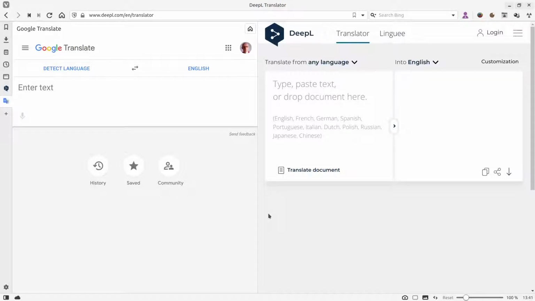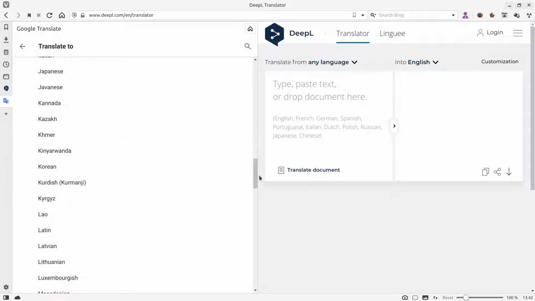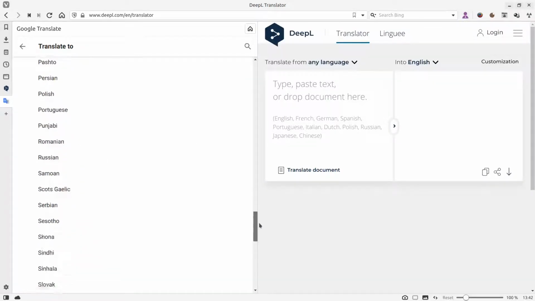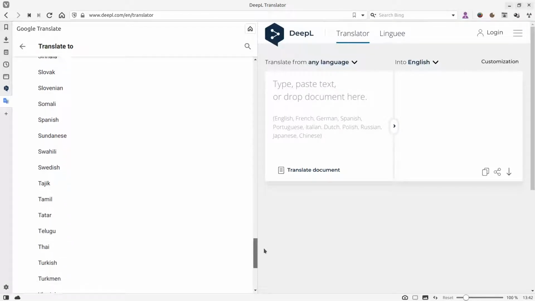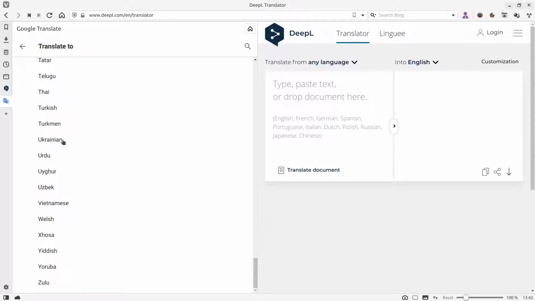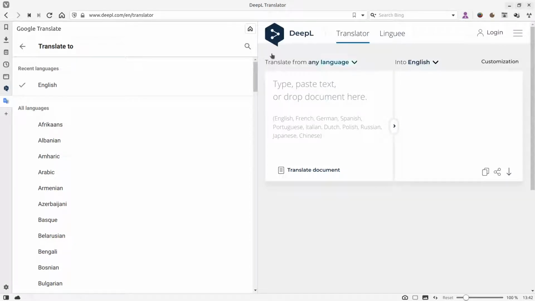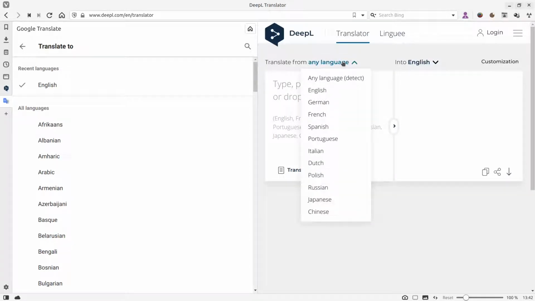There is one big advantage of Google which I forgot to mention, and that's the fact that it supports a lot of languages. So if you look here, it supports basically all the major languages. Right, so we've got Ukrainian here, whereas DeepL only supports a handful of languages. So in a way, it's got a slightly easier job because of that.